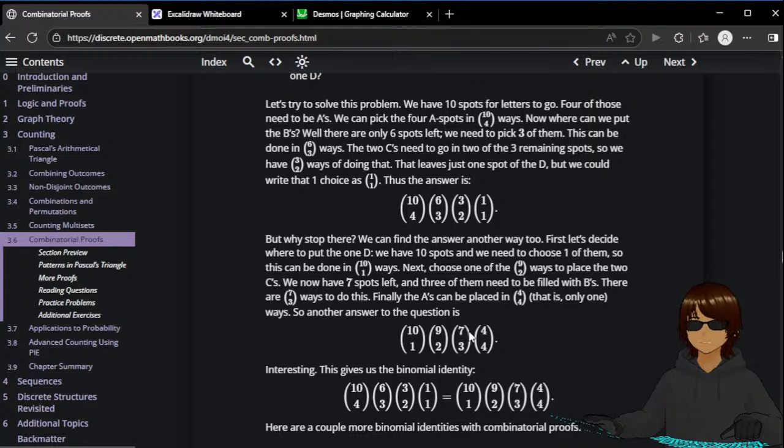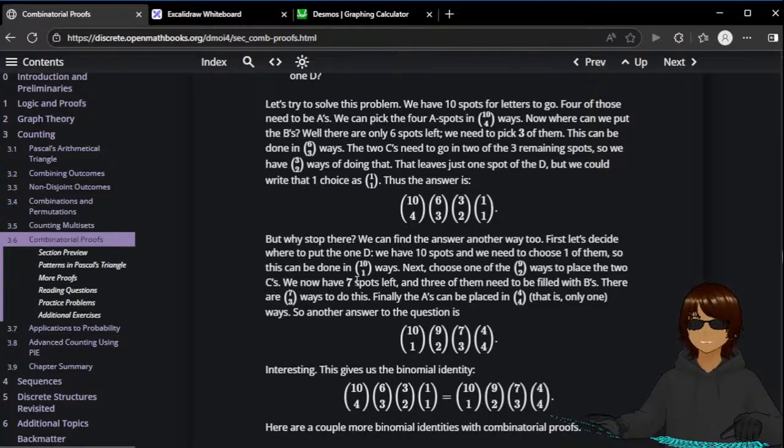Why stop there? We can find the answer another way too. First, let's decide where to put the one D. We have 10 spots and we need to choose one of them. So this can be done in 10 choose 1 ways. Next, we choose one of the 9 choose 2 ways to place the two C's.